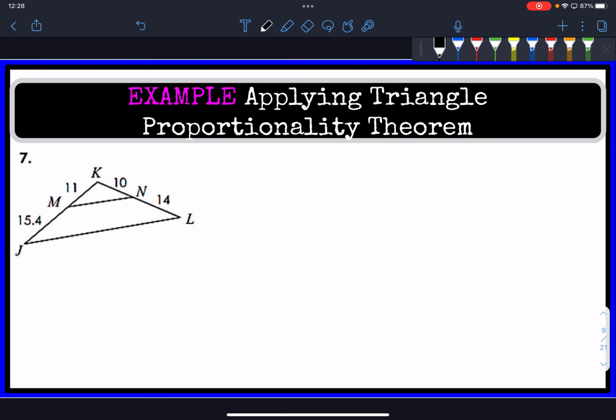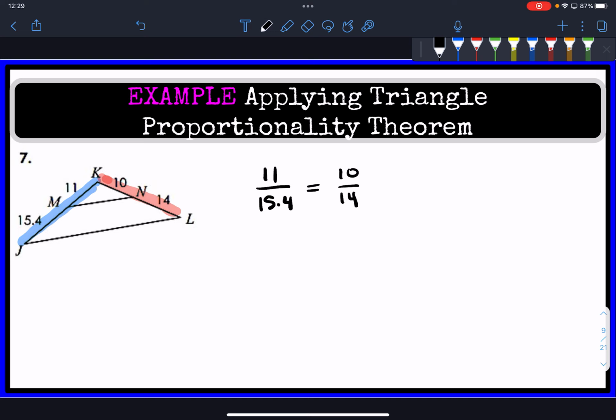Now, applying the triangle proportionality theorem, in order to verify that this line here is parallel to this line here, we need this proportionality to be true. So if I look at the left side and I divide the smaller segment of 11 by the larger segment of 15.4, that should equal the same thing if done on the right. Dividing the shorter segment of 10 by the longer segment of 14 should equal a proportional relationship.